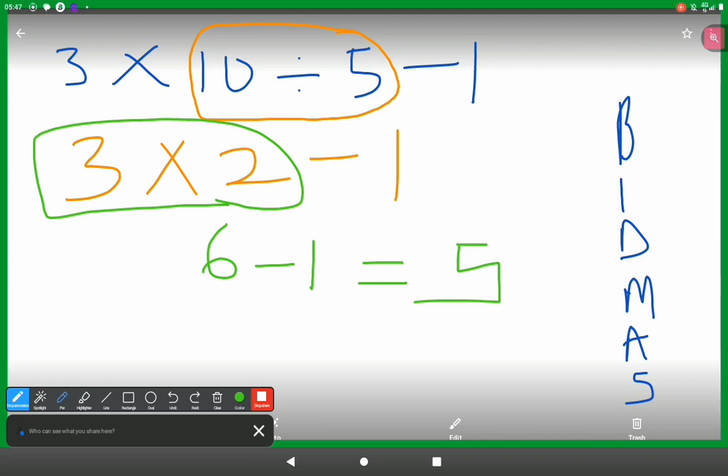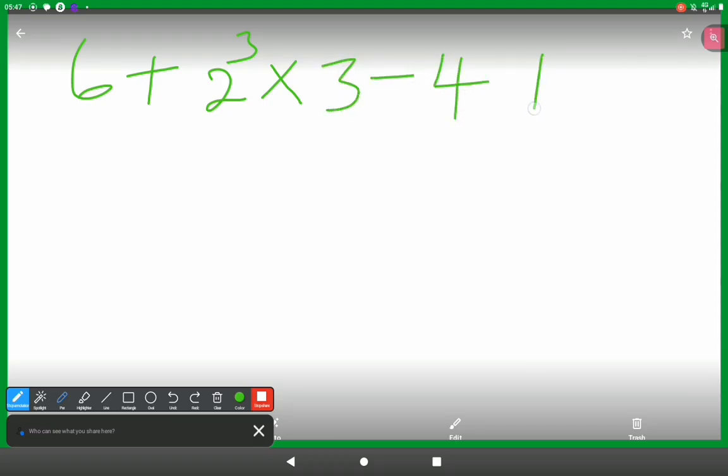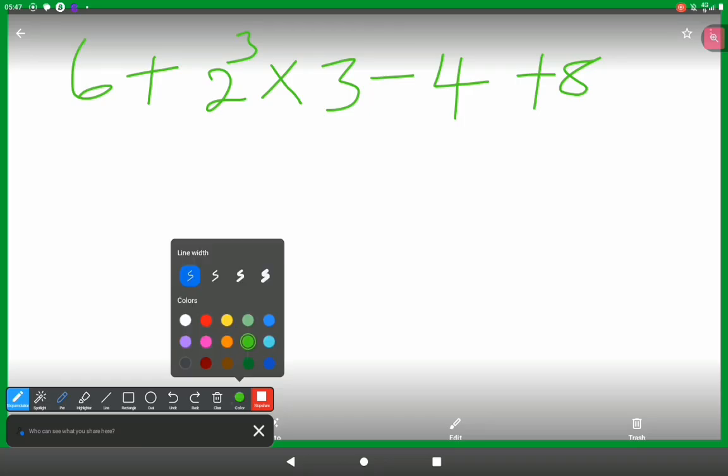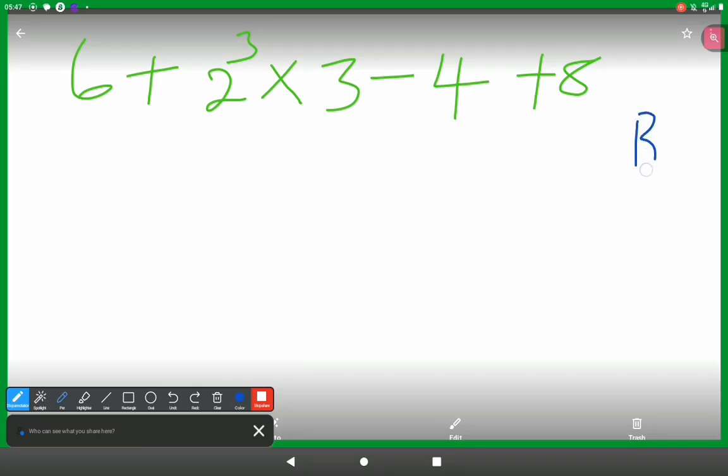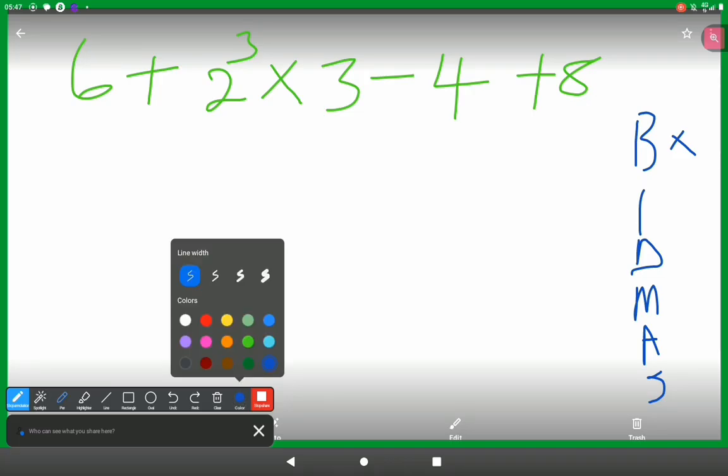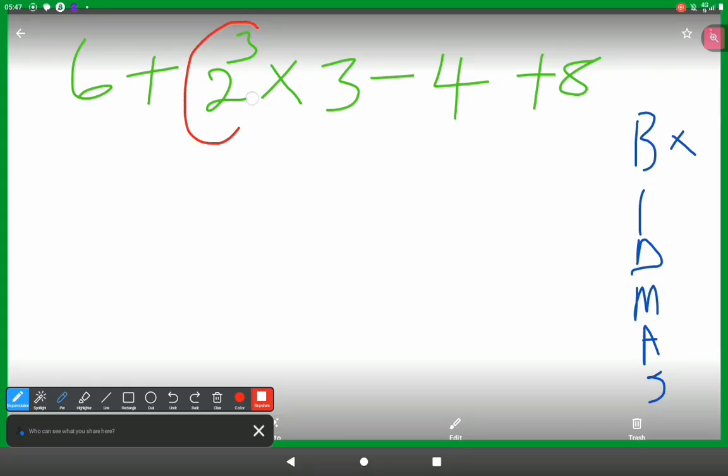Alright. So let's consider another example. This time we're having indices like 6 plus 2 by the power of 3 times 3 subtract 4 plus 8. Alright, do not forget your rule, BEDMAS. Now in this question, no brackets. In this question, there is indices, so I'm going to solve the indices first. So the indices is this, circle it, then solve it.